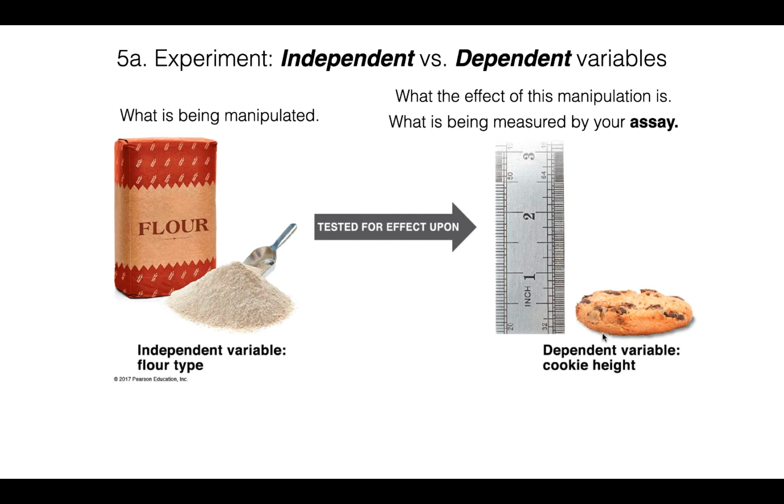The dependent variable is the thing that you're going to measure, the thing that you think is dependent upon your independent variable. So I think that the thickness of cookies, that's the dependent variable, is dependent upon the flour type. That's our independent variable. The dependent variable is what we are measuring and what we think is dependent upon our independent variable, what we are changing.